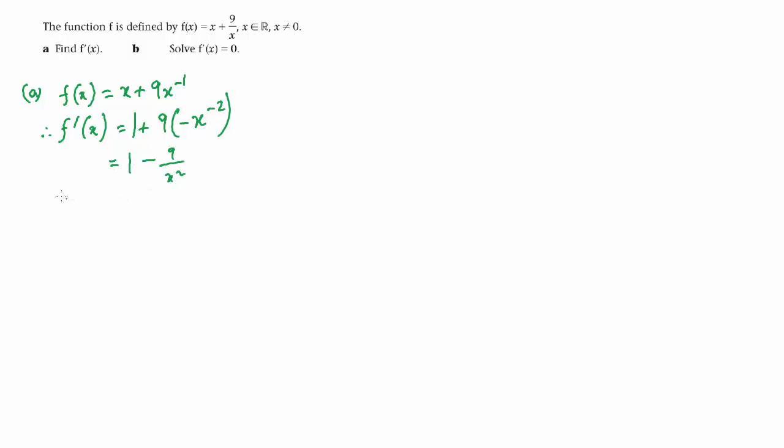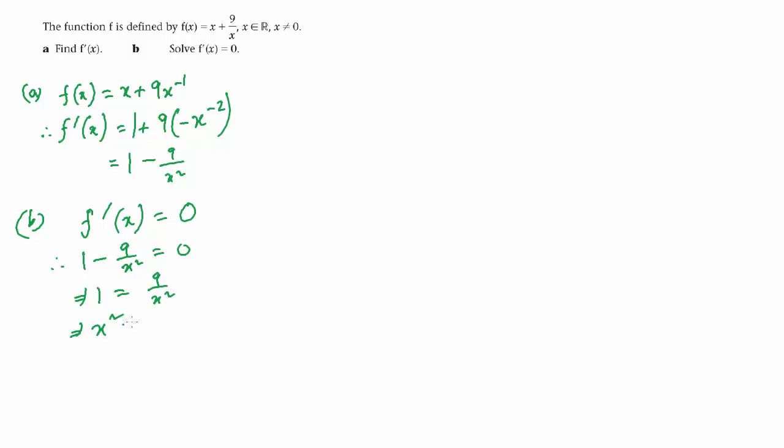Now in question number B, we have to solve f prime x equals 0. So f prime x equals 0. Be careful, this is not inverse. This is f prime x. So therefore, f prime x stands for 1 minus 9 by x squared equals 0. We can write 1 equals 9 by x squared. We can cross multiply and write x squared equals 9. Therefore, x equals plus minus square root of 9, which is plus minus 3.